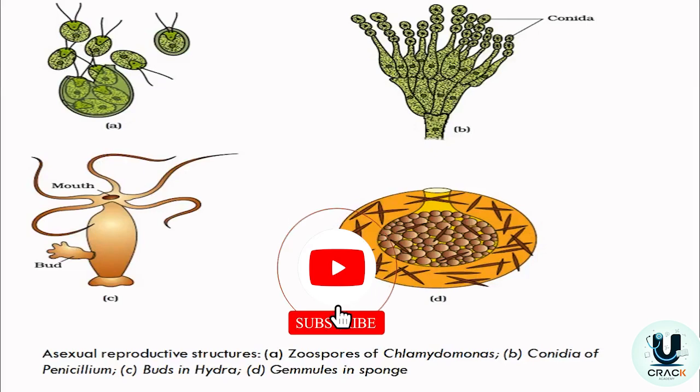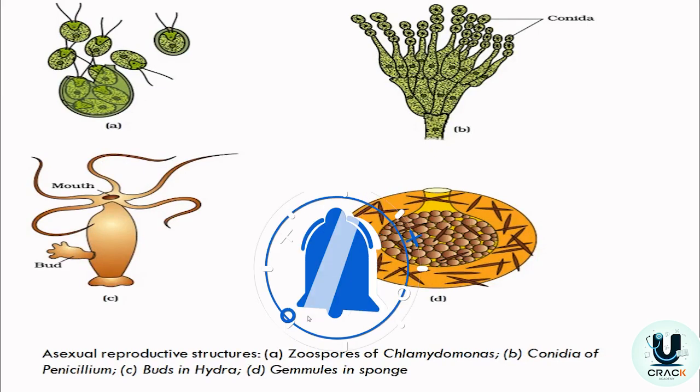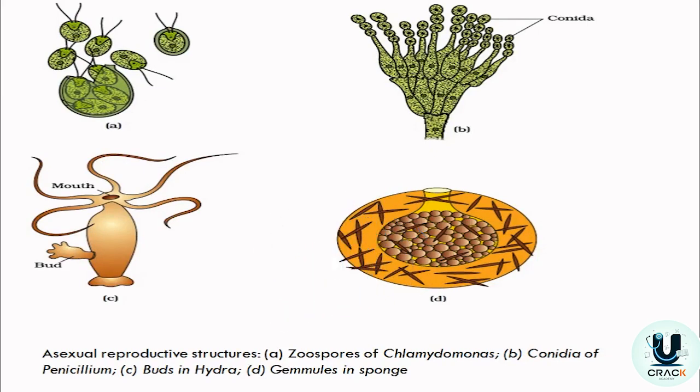Look at the pictures here. Look at the first picture, how the zoospores of Chlamydomonas are coming out from the cell. Look at the B structure. It looks like a broom. Conidia of Penicillium.